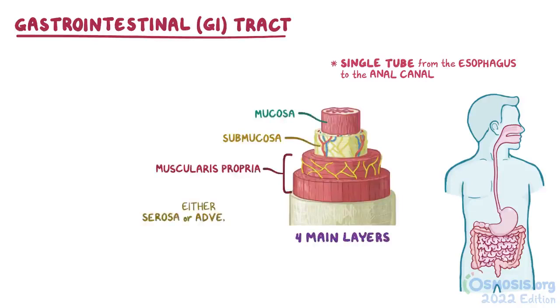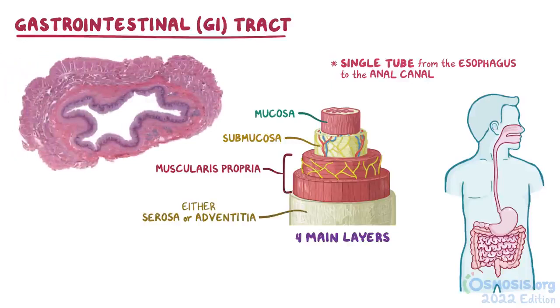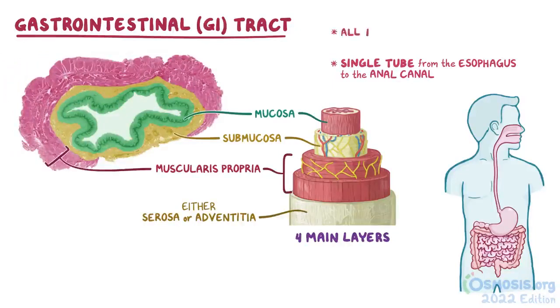Even in this low-power cross-section of the esophagus, we can see the inner mucosa, submucosa, and muscularis propria, although the outer adventitia isn't present in this image. All four layers have variations of their structure and function in different regions of the GI tract, but the mucosa is the layer that typically has the most significant changes.